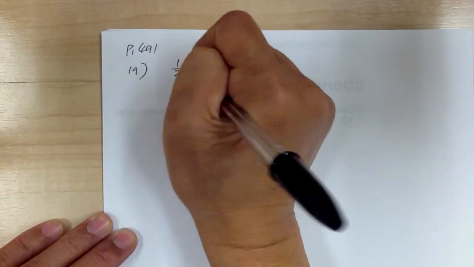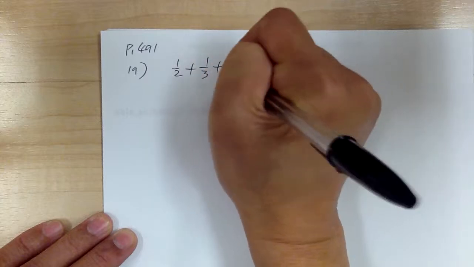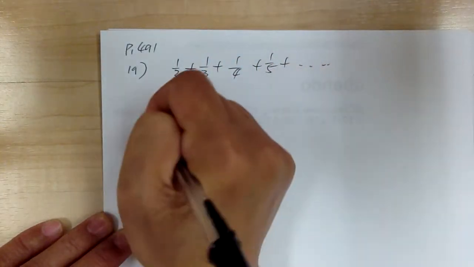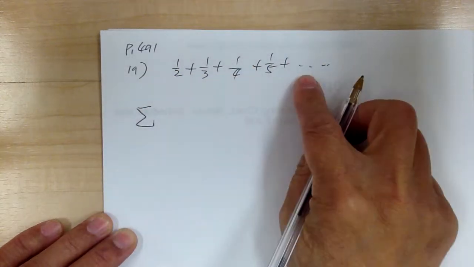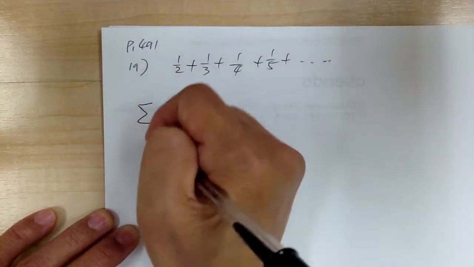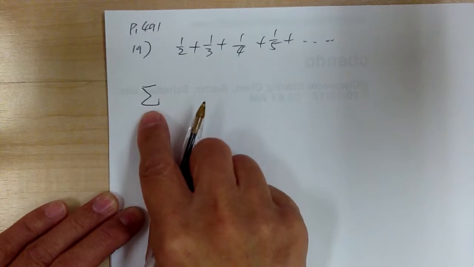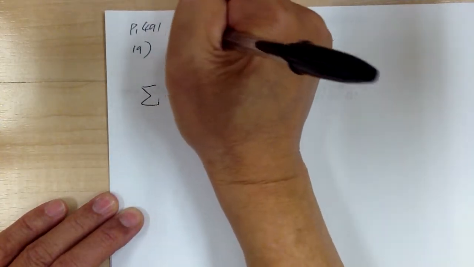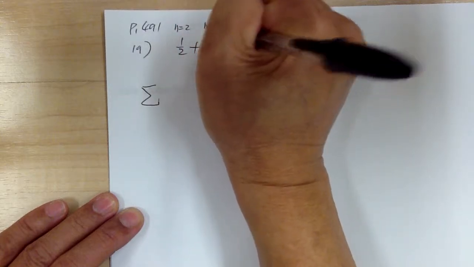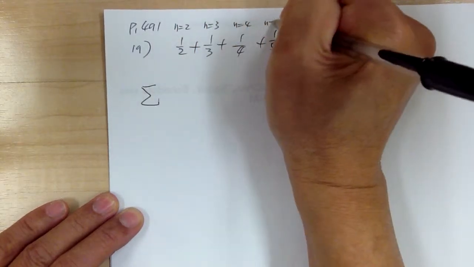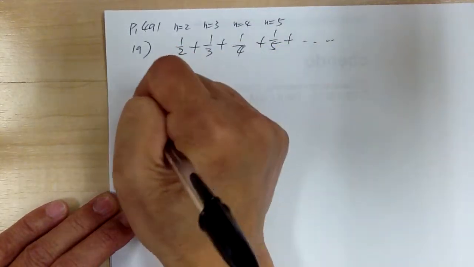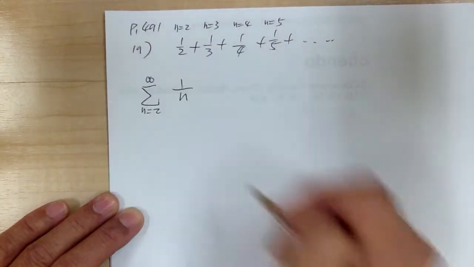Okay, you've got 1/2 plus 1/3 plus 1/4 plus 1/5 plus dot dot dot. So this is the infinite series. Instead, you don't always have to start with 1. You can start with any number. So if I make n equal to 2, n equal to 3, n equal to 4, n equal to 5, then you can see that this is 1/n, and n is going to go from 2 to infinity.